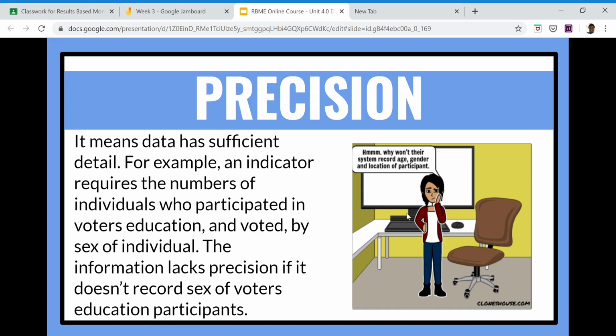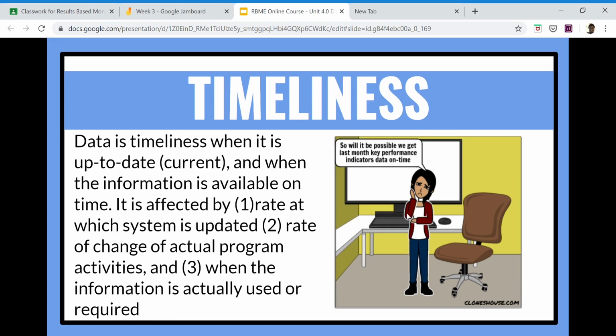Like, this is what this indicator defines. And most times what we do is try to make sure program implementers are reporting the exact indicator that was defined before the program started. So in terms of the key performance indicators, making sure that those indicators are being reported and not missed out. And that's what we refer to as precision.